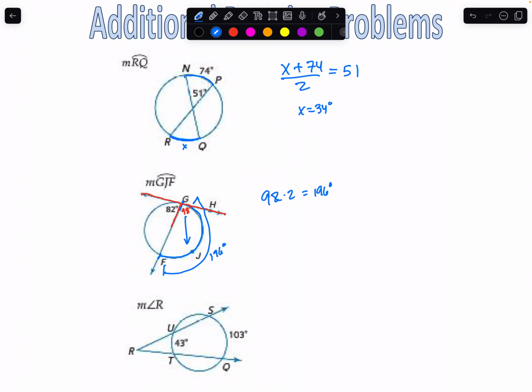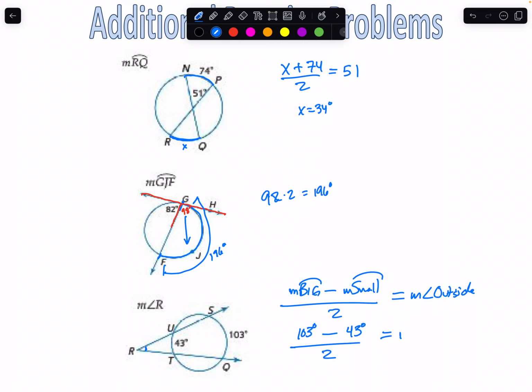Lastly, we notice that angle R lands on the outside, so I take the measure of the big arc minus the measure of the small arc, divided by 2, and it gives me the measure on the outside. The big arc is 103 degrees. The small arc is 43. When I divide that by 2, I should get the measure of angle R. So 103 degrees minus 43 is 60. 60 divided by 2 is 30 degrees.